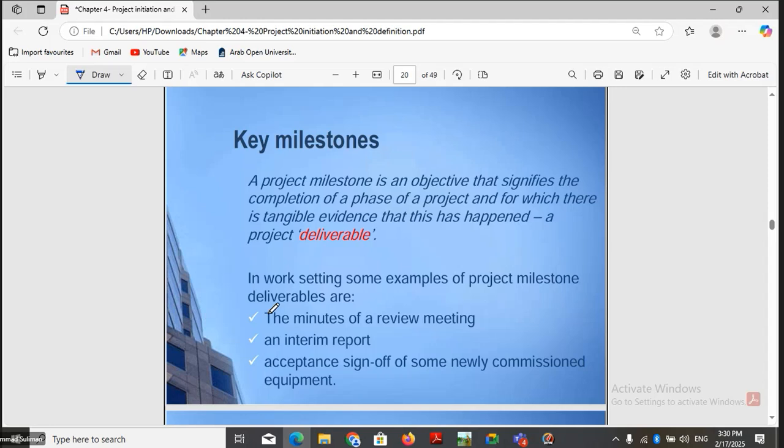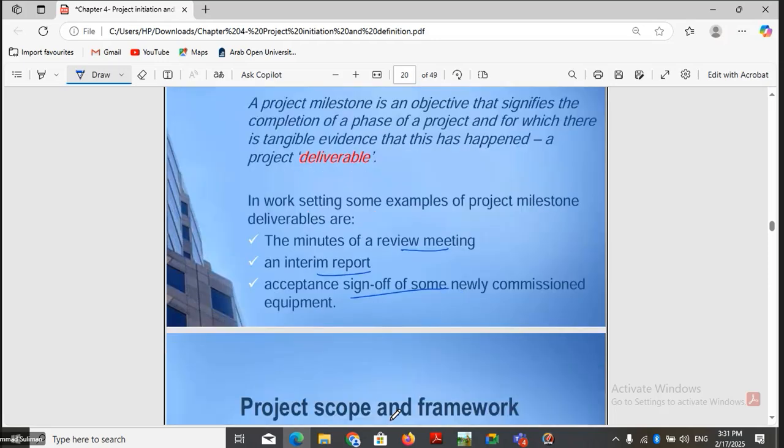So that is called key milestones or deliverables. In a work setting, some examples of milestone deliverables are minutes of a review meeting, an interim report, and acceptance sign-off of some newly commissioned equipment.